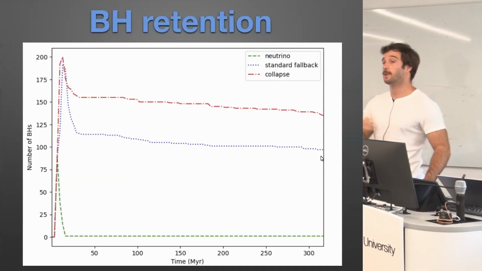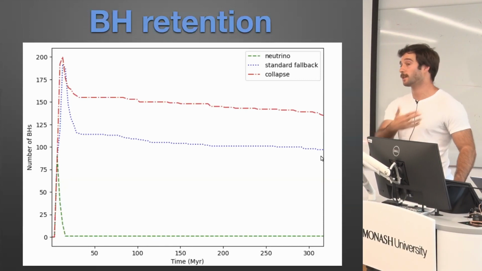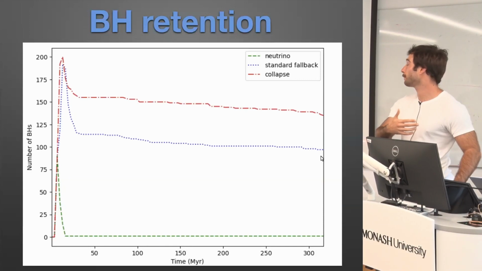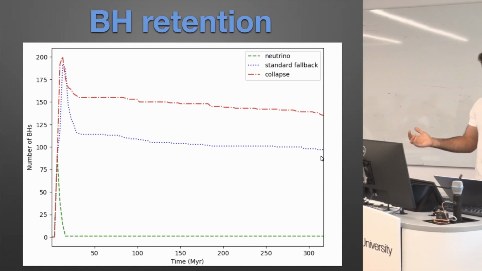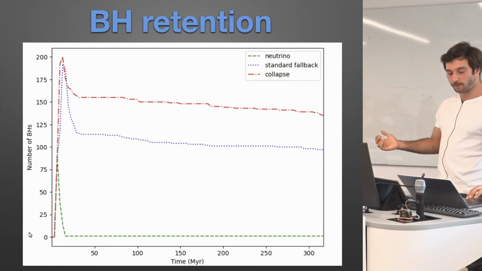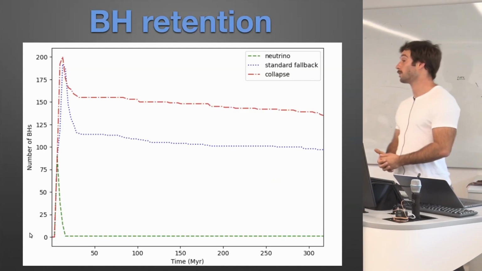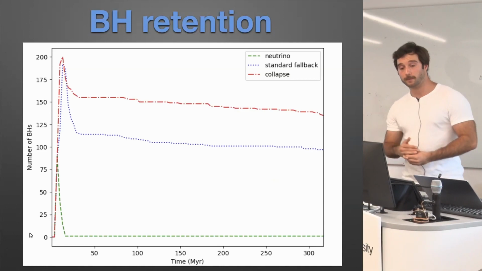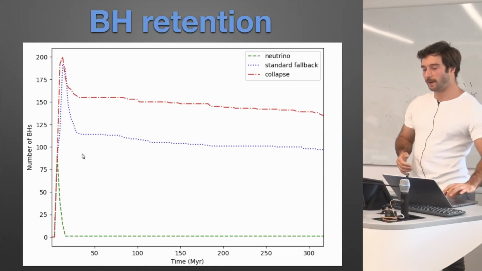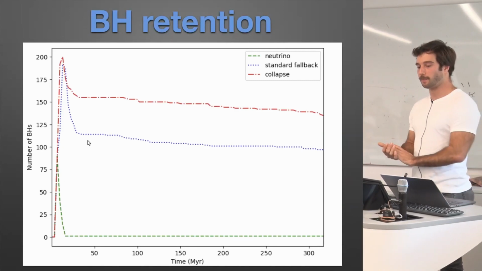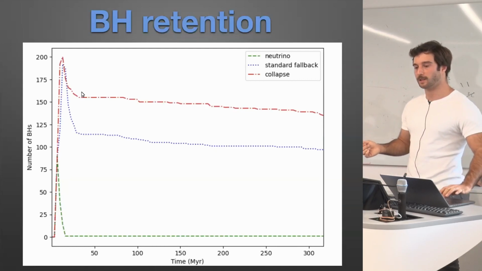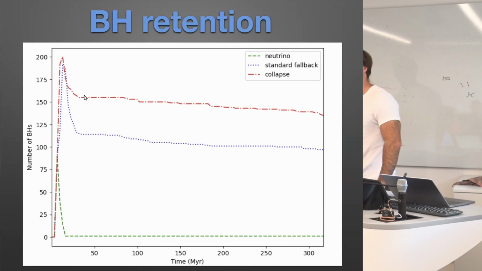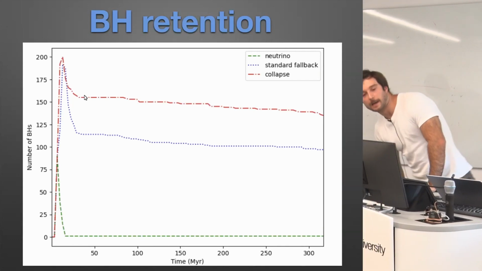As I said, if the natal kicks are really high, those black holes are getting ejected after being born. If they're low, then they get retained. So looking at this, you can see that the neutrino-driven model means that pretty much every black hole is ejected after being born. The standard fallback model leads to about 1/3 being ejected from natal kicks. And then the collapse model leads to about 10 to 15% being ejected.